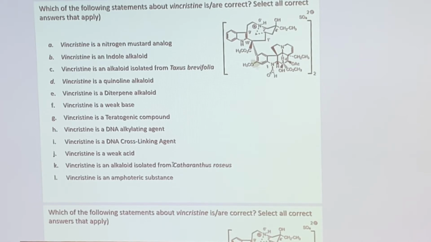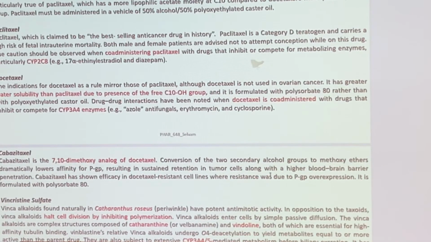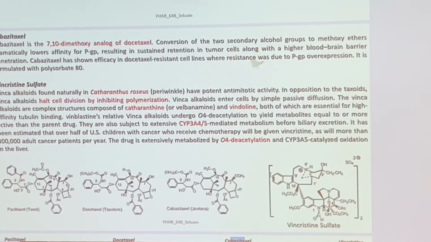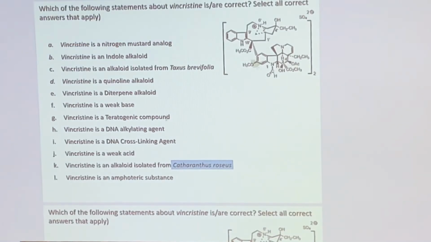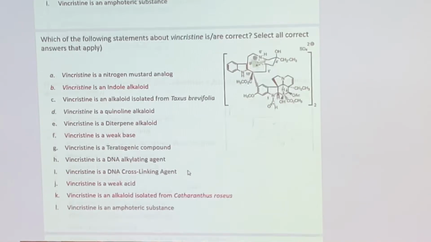This alkaloid is isolated from Catharanthus roseus. Yeah, that is a plant. The compound is isolated from Catharanthus roseus. Yeah, it is naturally isolated from the plant Catharanthus roseus. It's not an amphoteric compound. So the right answer is indole alkaloid, a weak base, and isolated from Catharanthus roseus.